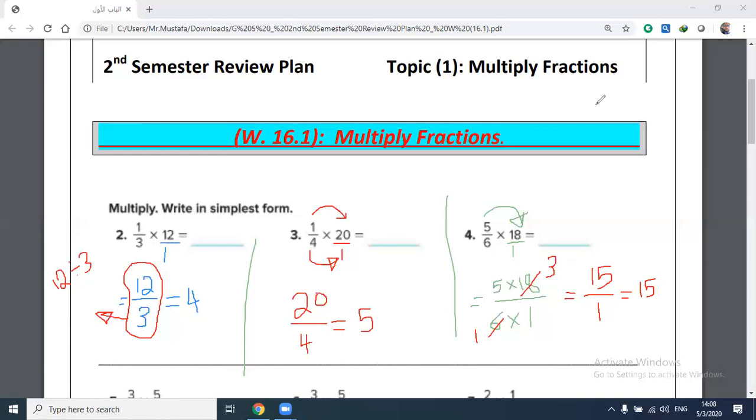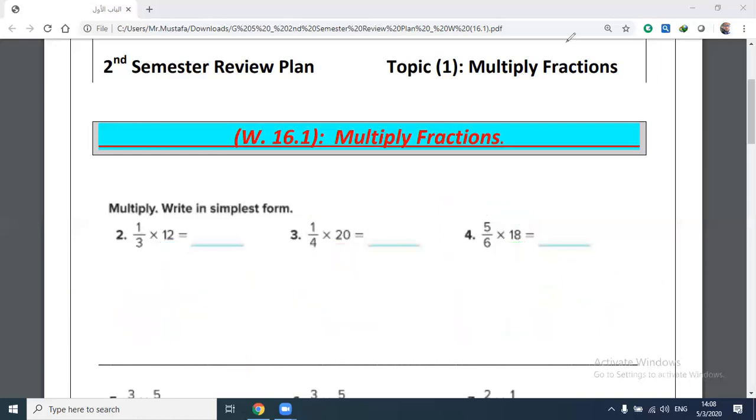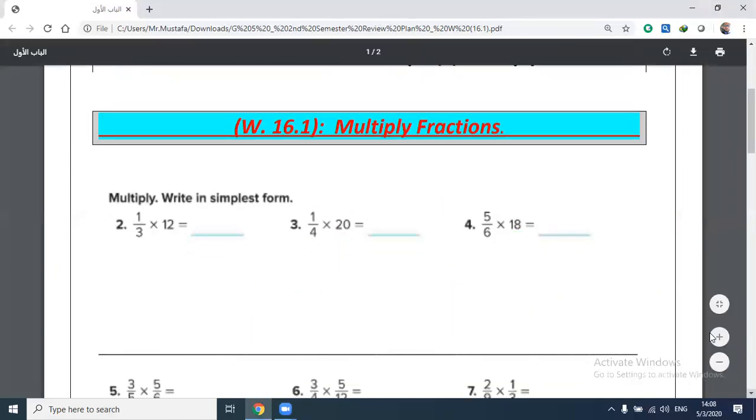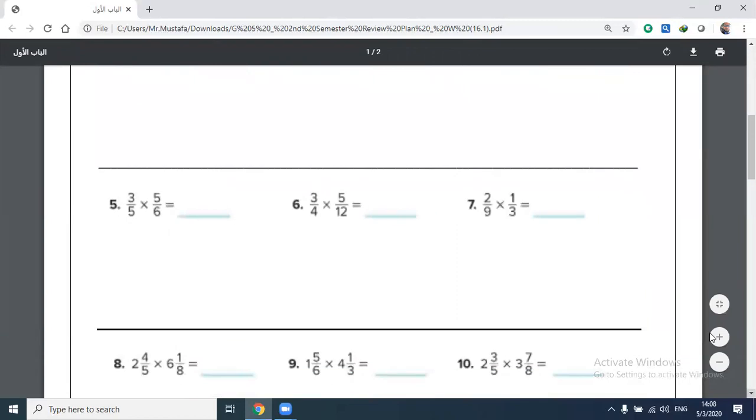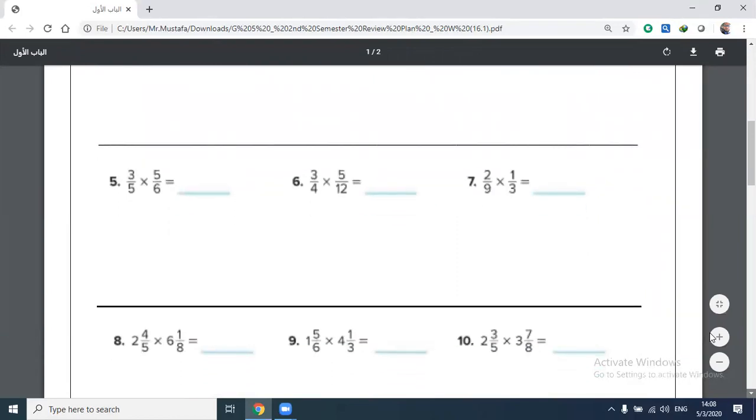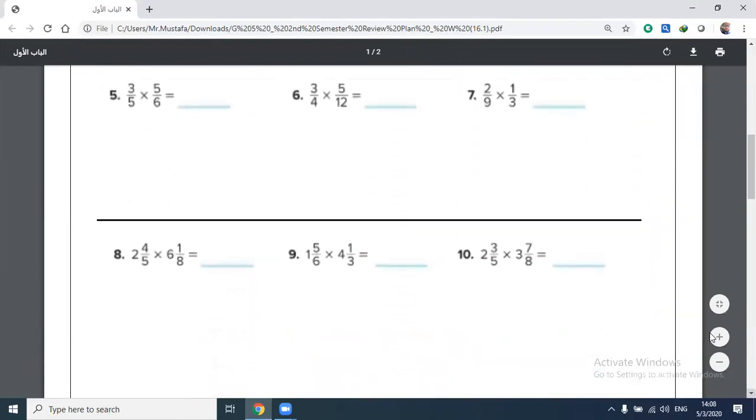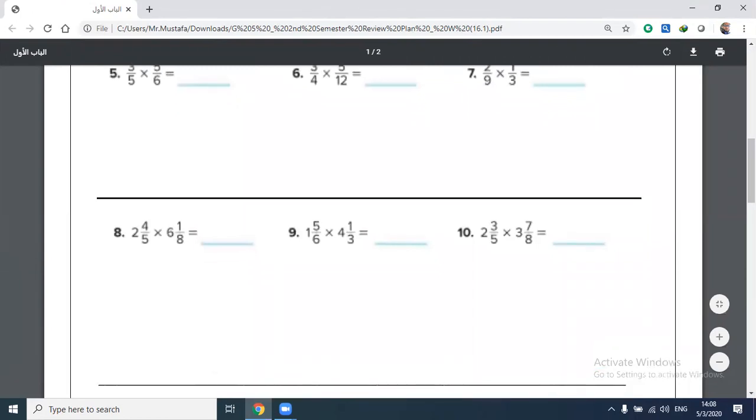Now we are going to the next part of this session: how to multiply a fraction by a fraction. Fraction times fraction.